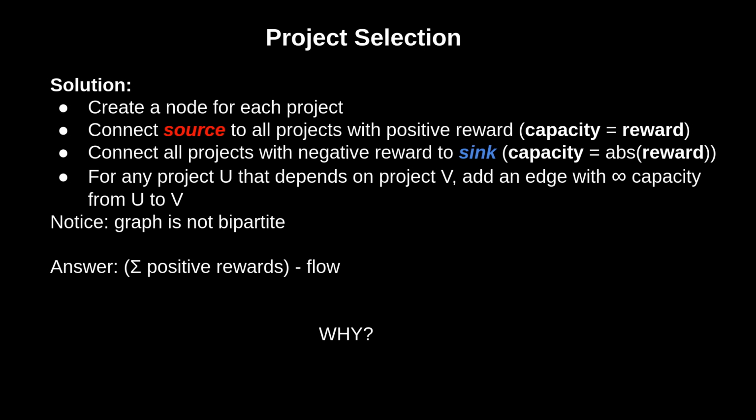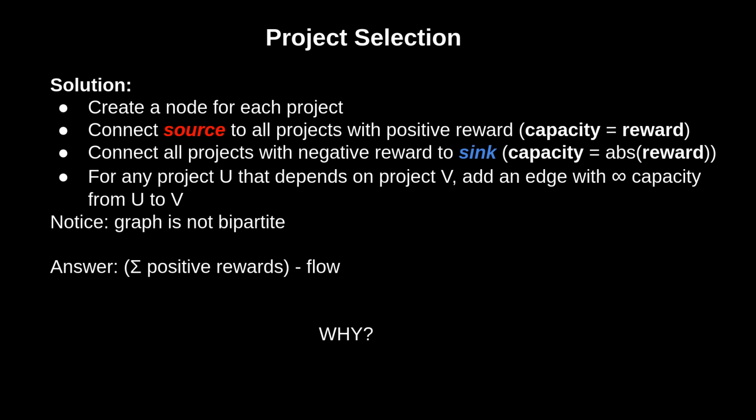Our solution using flow will be to create a node for each project. And we will connect the source to all projects that have a positive reward. And the connection will be with capacity equal to that positive reward. We will connect all projects with a negative reward to the sink. And the capacity on the edge will be the absolute value or the negation of that negative reward.